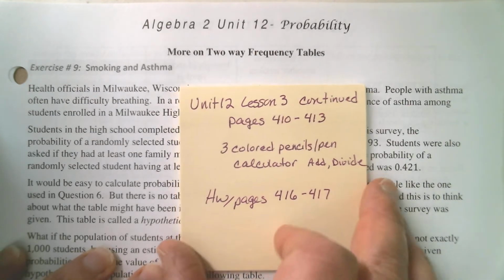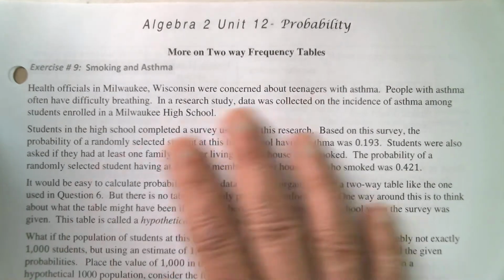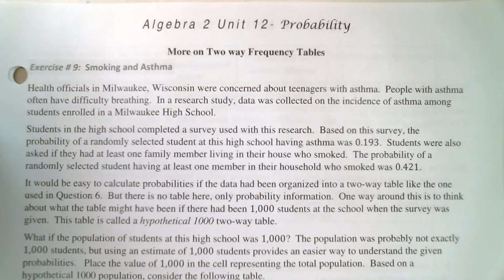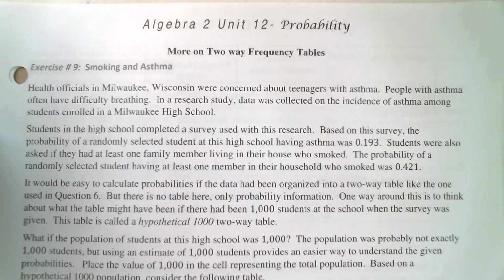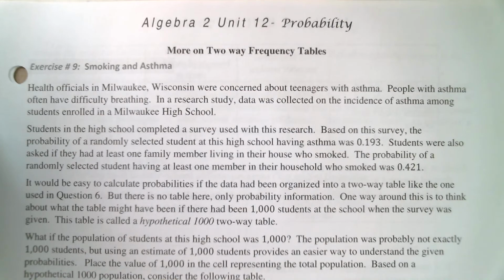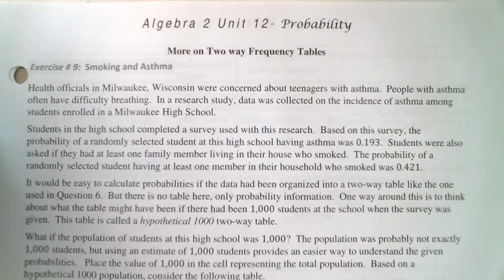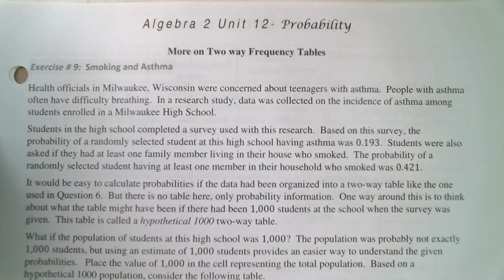So continuing with our two-way frequency tables. We have this scenario here of smoking and asthma. Health officials in Milwaukee, Wisconsin, were concerned about teenagers with asthma. People with asthma often have difficulty breathing. In a research study, data was collected on the incidence of asthma among students enrolled in a Milwaukee high school.